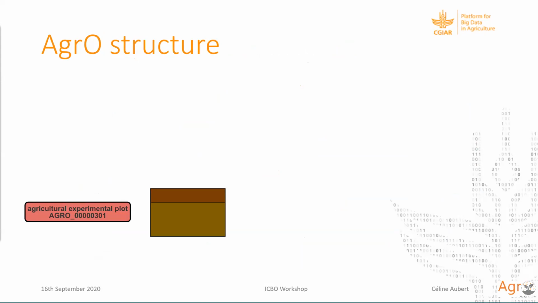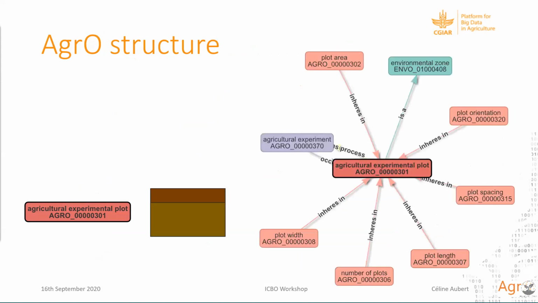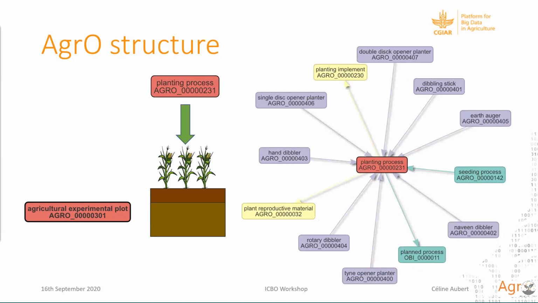And this class plot is linked to different concepts, like the variables that can be measured on that plot. So here we have the plot length, the plot width, the plot area. And then on this plot, activities will happen. So here, for example, we have a planting process. Basically, it's what the farmer or the researcher is doing on this field.